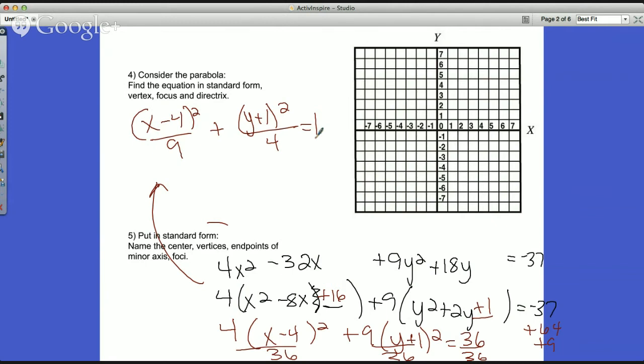Awesome. Amazing. So what would be the center now? 4, negative 1. Yeah, 4, negative 1.